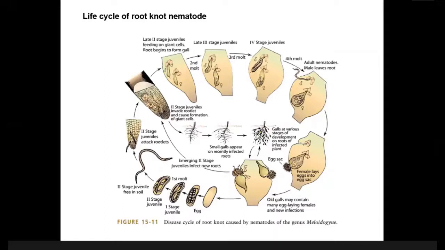So this is about the life cycle or disease cycle of root knot nematode. There are several root knot nematodes: Meloidogyne incognita, Meloidogyne javanica, Meloidogyne graminicola. Okay, I can ask you to draw and label the life cycle of root knot nematode. Any question?